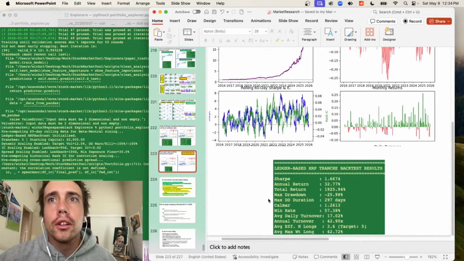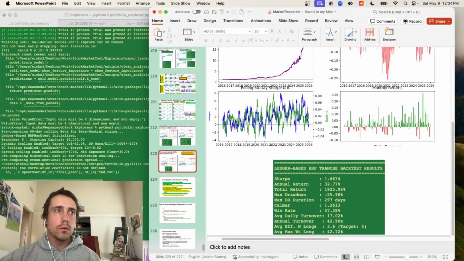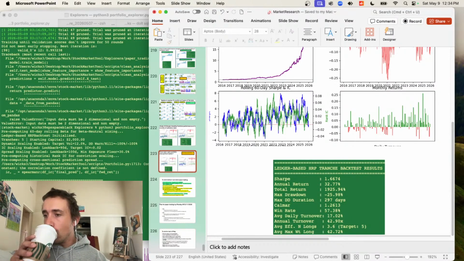All right, so let's compare these two. Sharpe 1.66, 1.7. Annual return 32%, slightly lower. Total return slightly lower, obviously. Max drawdown only 18%, so a lot lower. Oh, duration is 164 days. Whoa. This is a huge improvement. Win rate 56%, so a little bit lower. It must just be way more stable.